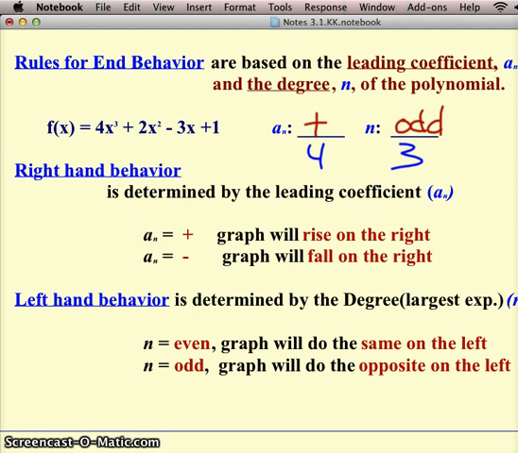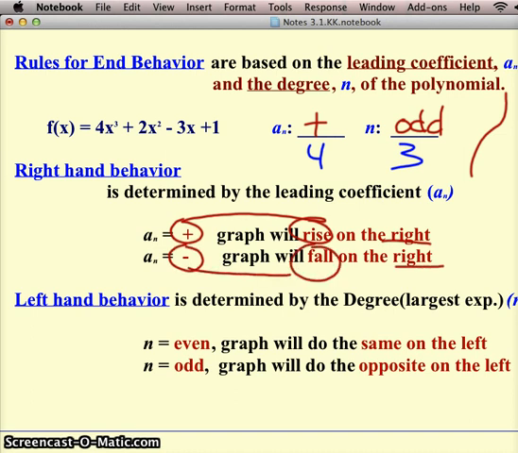The other thing about end behavior is when I see a graph that's positive and odd, I might just think of this as my guideline without even a set of rules. That's generally what a positive third power looks like. Now, if you want to focus on the rules for a second, what the rules say is if the lead coefficient is positive, you will rise on the right side. If the lead coefficient is negative, you will fall on the right side. So the lead coefficient is right side behavior.